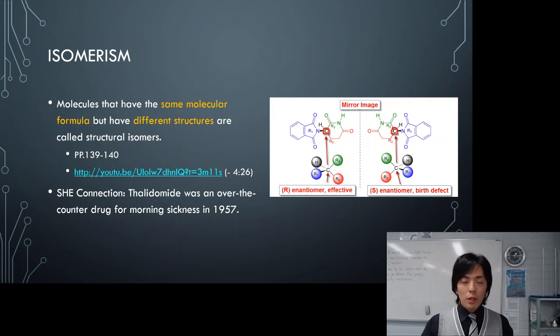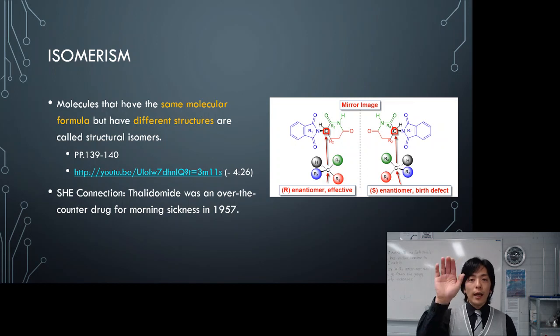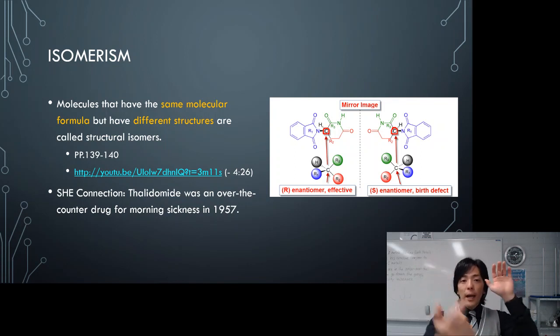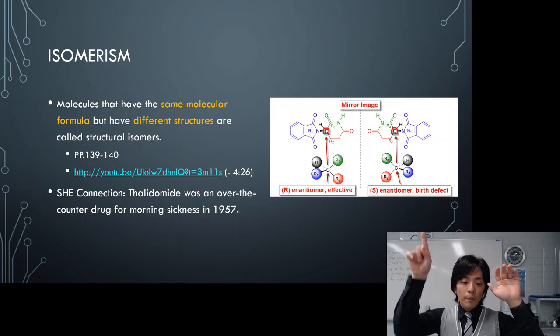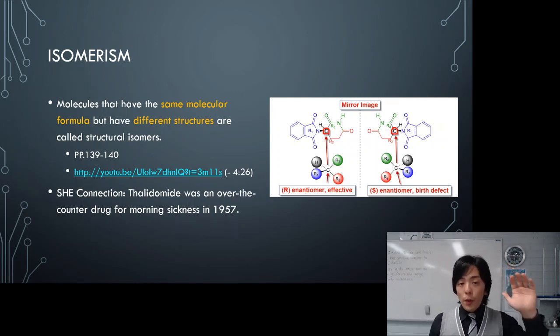Somewhere around Western Europe, Germany, around that area, this medicine called thalidomide was sold over the counter to cure morning sickness. What they didn't know was that it was not refined enough, so it actually had left hand and right hand shape. The left hand one was very effective and cured the morning sickness. But the right hand one, as you can see in the diagram just above here, caused birth defects.